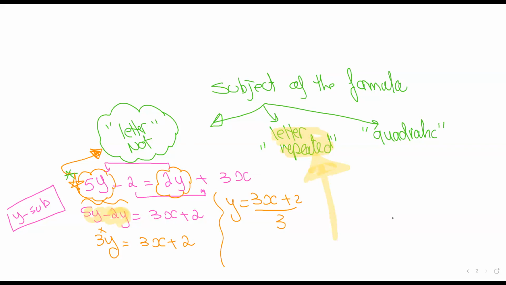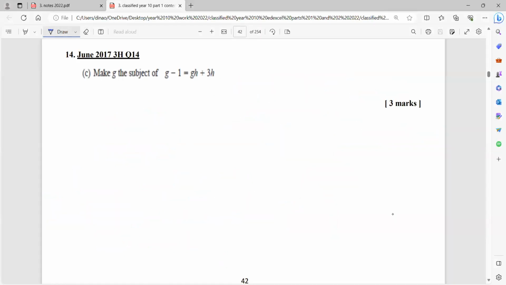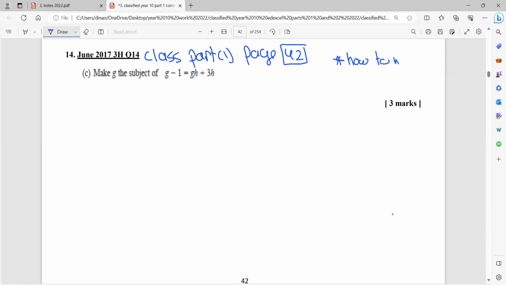part 1. Okay, if you are going to use my resources, this is classified part 1, page number 42. Classified part 1, page number 42. And what are we discussing? We are discussing how to make a letter subject if this letter is repeated.